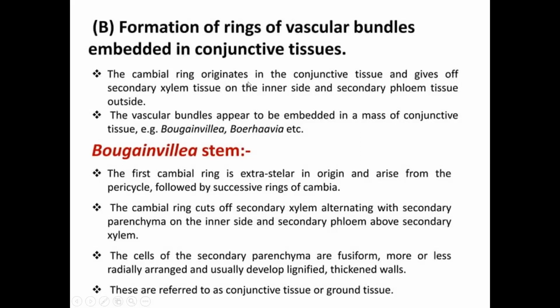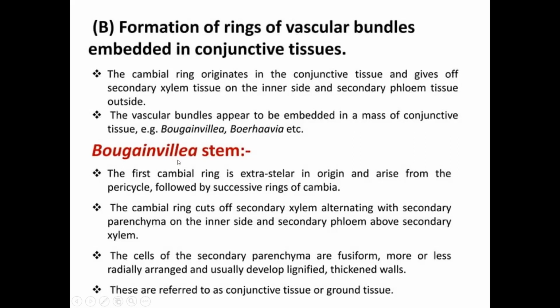So here the cambial ring originates in the conjunctive tissue. Conjunctive tissue is nothing but the parenchymatous cells which are present in between these vascular bundles. It gives off secondary xylem tissue on the inner side and secondary phloem tissue outside. So the vascular bundles appear to be embedded in a mass of conjunctive tissue. Examples for this are Bougainvillea and Boerhavia.